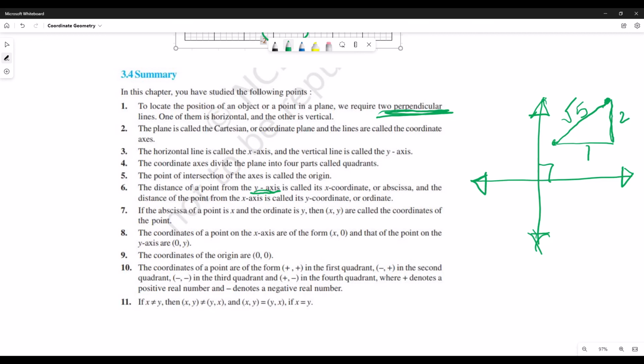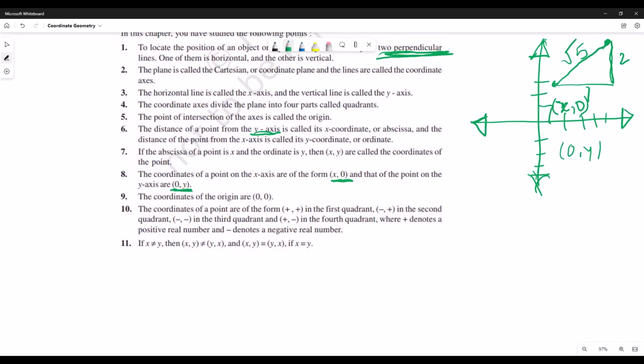If the abscissa of a point is x and the ordinate is y, then (x, y) are called the coordinates of the point. The coordinates of a point on the x-axis are of the form (x, 0), and that of a point on the y-axis are (0, y). So on the x-axis y is 0, on the y-axis x is 0. All the points on the y-axis have x as 0. So all these points are (0, y). And all the points on the x-axis are (x, 0), because y is always 0 on the x-axis. The coordinates of the origin are (0, 0).